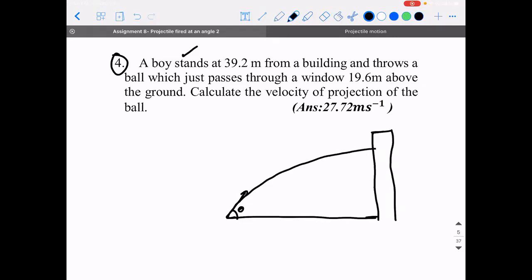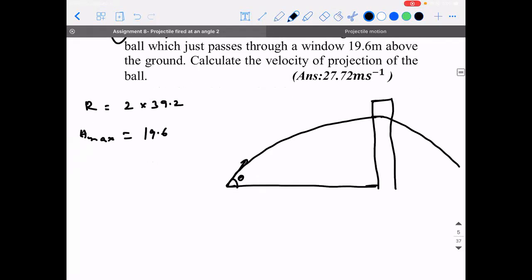Sir, can we take range as 2 into 39.2? Yeah, that's what we need to do. But one thing, okay, let's see. So range is equal to 2 into 39.2 and H max is 19.6.